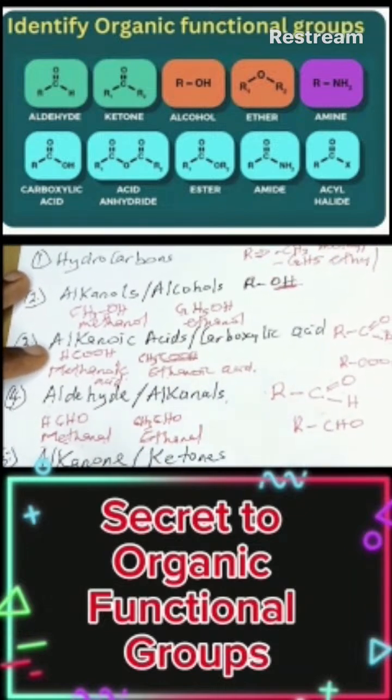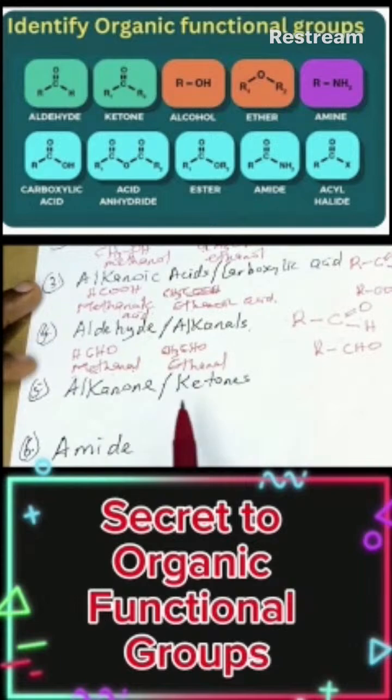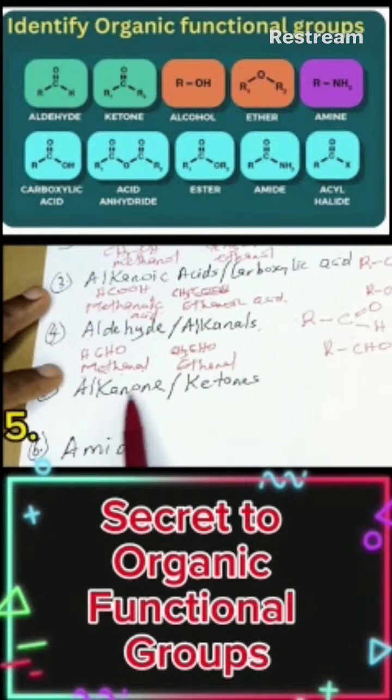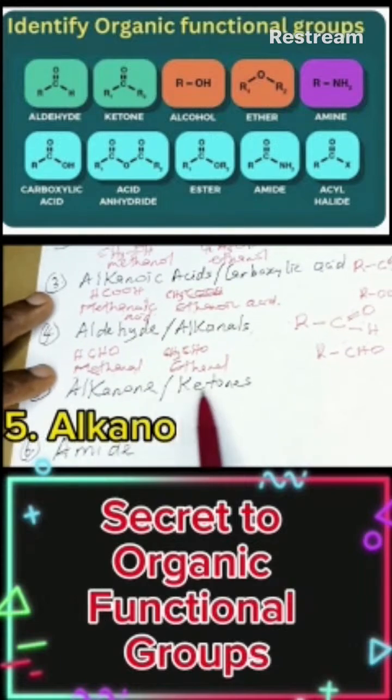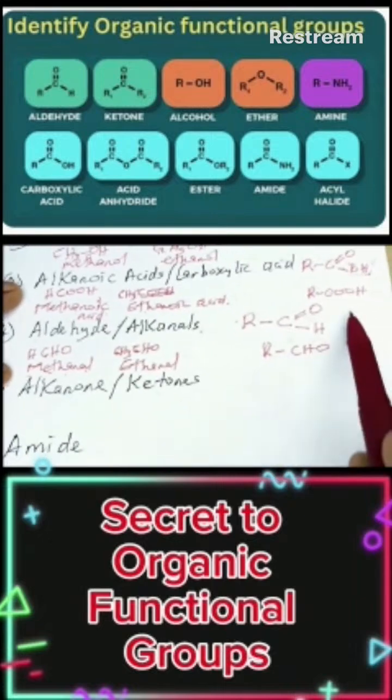It goes like that. If there are 3 carbons, we call it propanol. It goes on and on like that. So let's go to the next one, which is number 5. It is called alkanone, generally known as ketones. Look it up here again.